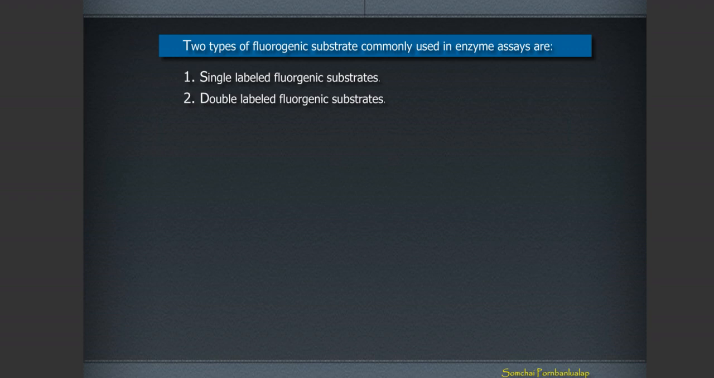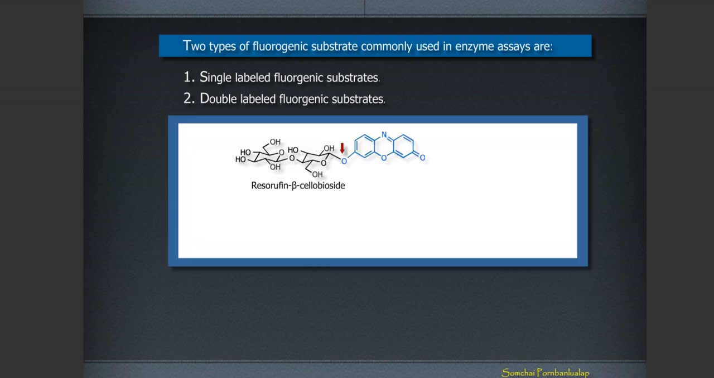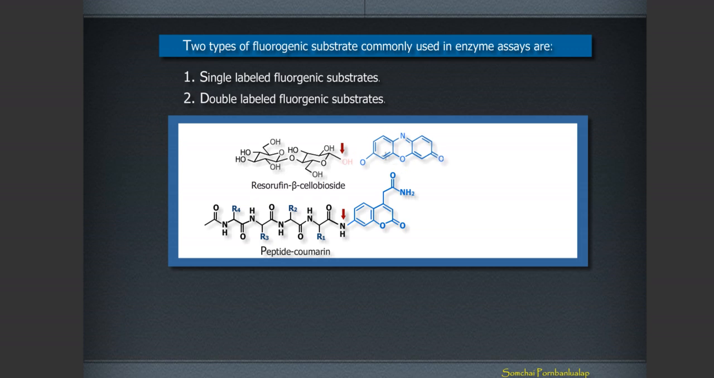Examples of single-labeled fluorophores used for enzyme assays are resorufin beta-cellobioside and peptide coumarin. Cleavage of the covalent bond by the enzyme releases the fluorophore, resulting in increased fluorescence intensity. When attached to the substrate, the fluorescence of resorufin cellobioside and peptide coumarin is quenched by the cellulose or peptide moiety through intramolecular interaction. For instance, if nearby side chain residues of the peptide absorb in a similar spectral region, energy transfer from coumarin to the peptide can occur.